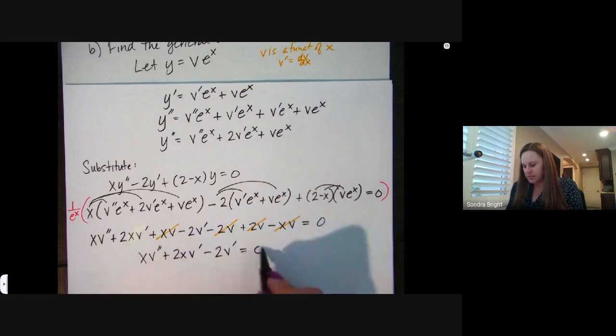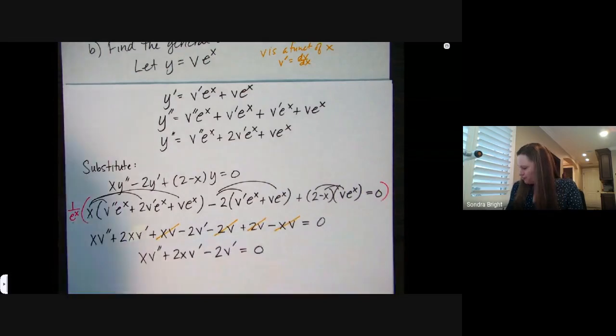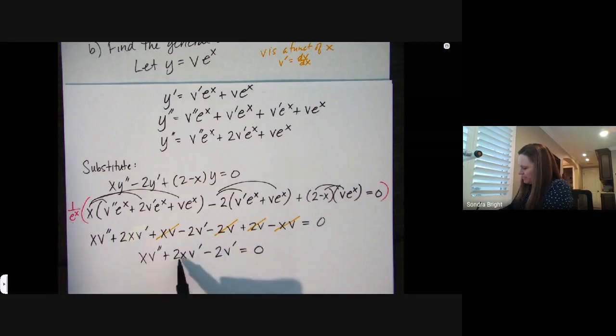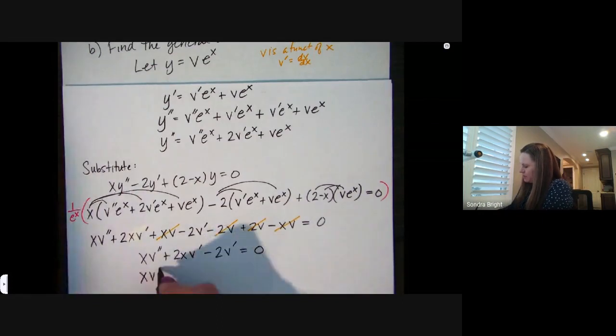All right, so these two guys are the same term, so I could put them together. Let's do that. This is x v double prime plus a 2 times an x minus 1 times v prime.